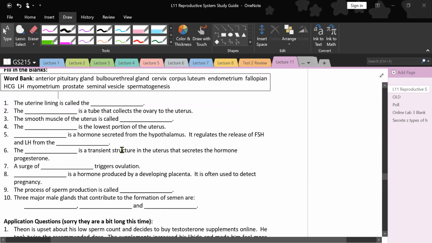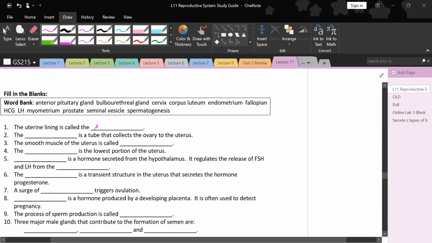Okay. So the uterine lining, right? That's the lining of the uterus, basically. That is the endometrium, which again, the thickness is related to how much estrogen and progesterone you have. The tube that connects the ovaries to the uterus, that would be the fallopian tube, also known as the oviduct.